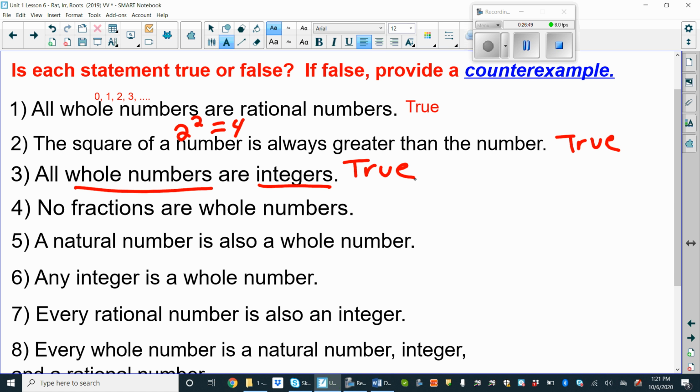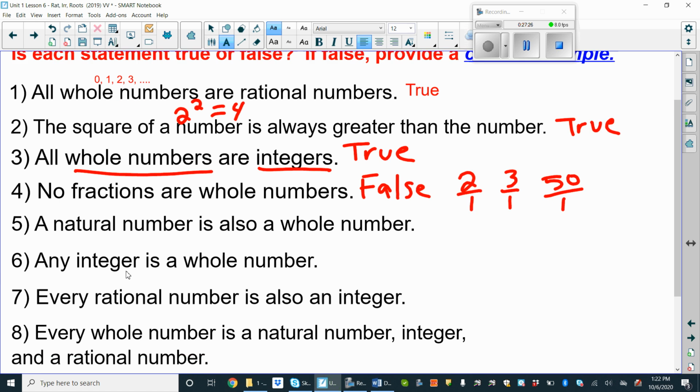No fractions are whole numbers. Is that true? That is false. Some fractions are whole numbers. So think of it. Whole numbers are like 2, 3, say even 50. 2 as a fraction is 2 over 1. 3 as a fraction is 3 over 1. 50 as a fraction is 50 over 1. So some fractions are whole numbers. So that would be false.